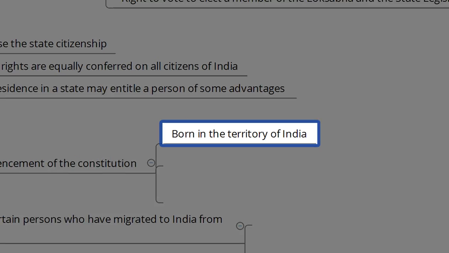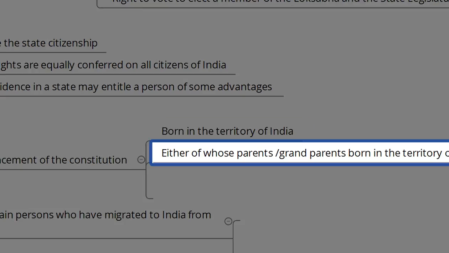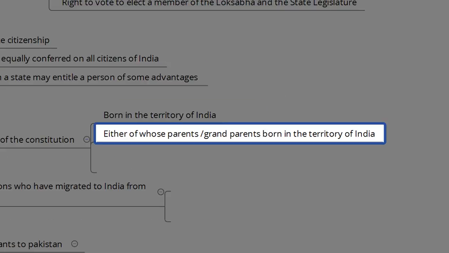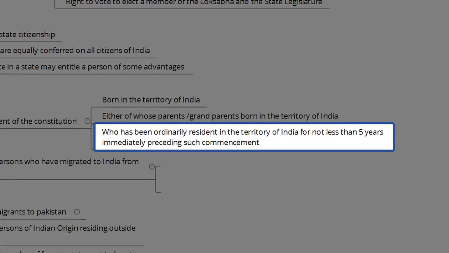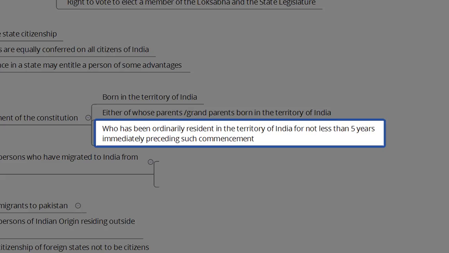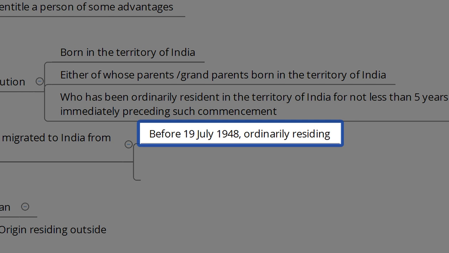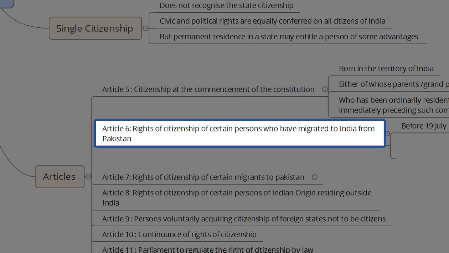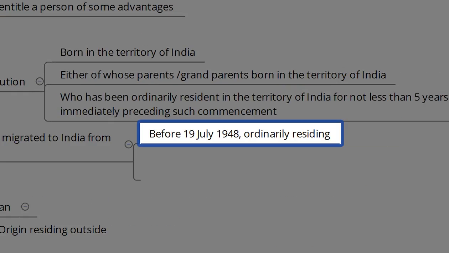So first of all, a person who is claiming the rights of citizenship at the commencement of the Constitution should have been born in India, and either of his parents or grandparents should have been born in the territory of India, and he has been an ordinary resident in the territory of India for not less than 5 years immediately preceding such commencement. And also, for the person who has migrated to India from Pakistan, this should have happened before 19th July 1948, and he must be an ordinary resident. So naturally, he will become a citizen in that case.